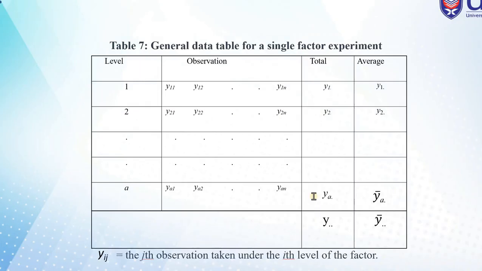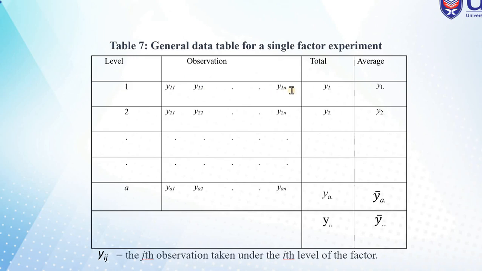Okay, let's look at another example here. This is the general data table for a single factor. Afterwards you will know how to read the data, because we have the notation for each observation. For this one, we only have a single factor, and then there are different levels, so we denote it as a, from the first level up to a. For the subscript here, 1,1 represents the first observation of the first level, and then 1,2 represents the second observation of the first level, and so on.